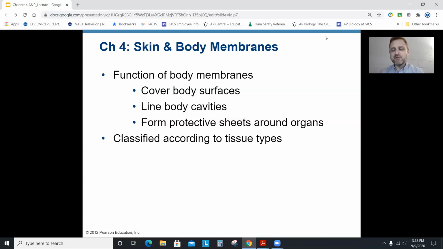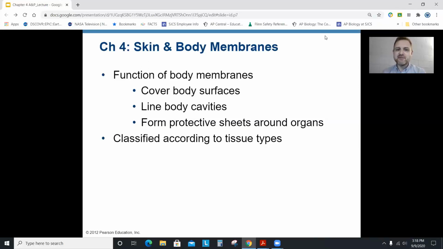So the function of body membranes, obviously, is to cover body surfaces, think of your skin. Also to line body cavities. So inside your thoracic cavity, like your chest, or your abdominal cavity, the inside surfaces of those cavities are lined by membranes. Also to form protective sheets around organs. So think of a membrane around your heart or around your kidneys. Those are all lined with types of membranes. So membranes aren't just talking about your skin, they're also talking about things that line your body cavities, like your abdomen, and also that line your organs.